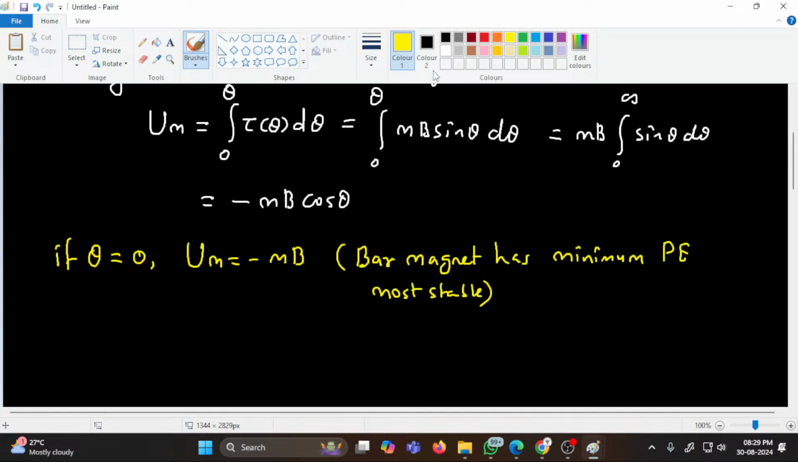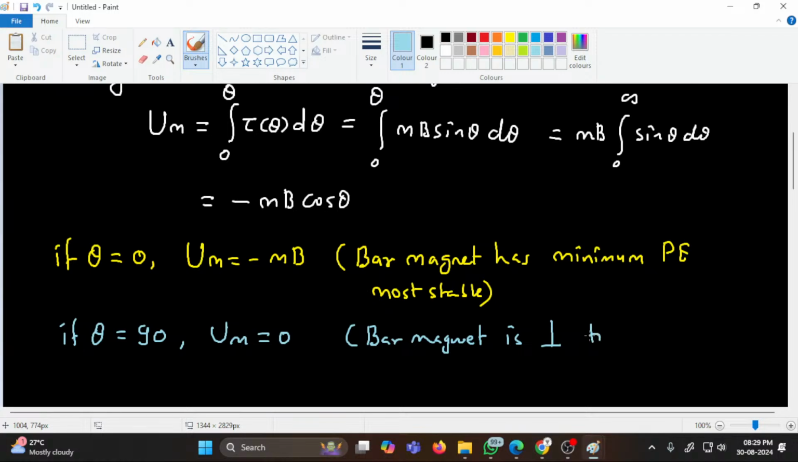Then if theta is equal to 90 degrees, that means m bar and B bar are perpendicular, then U is equal to 0, because cos 90 is 0. This is the position where the bar magnet is perpendicular to the field.